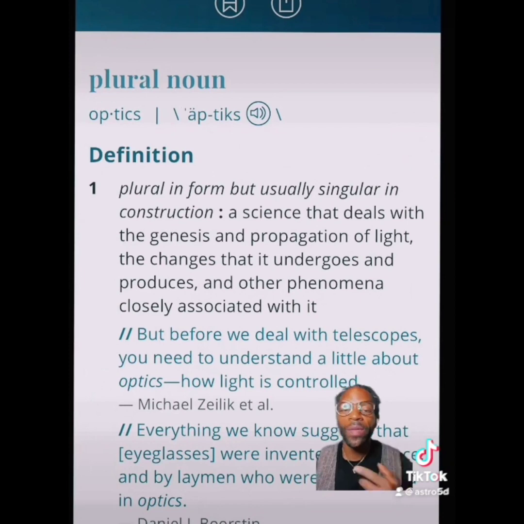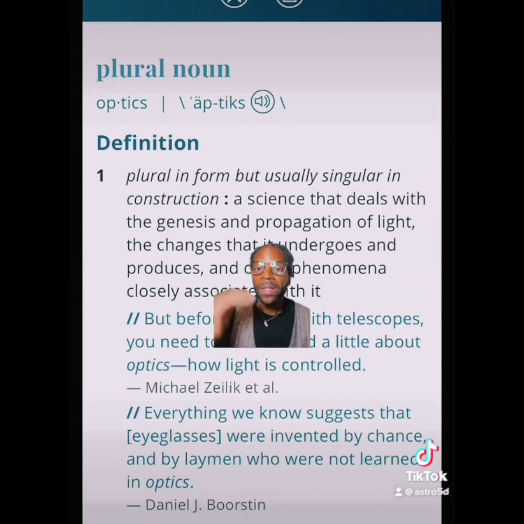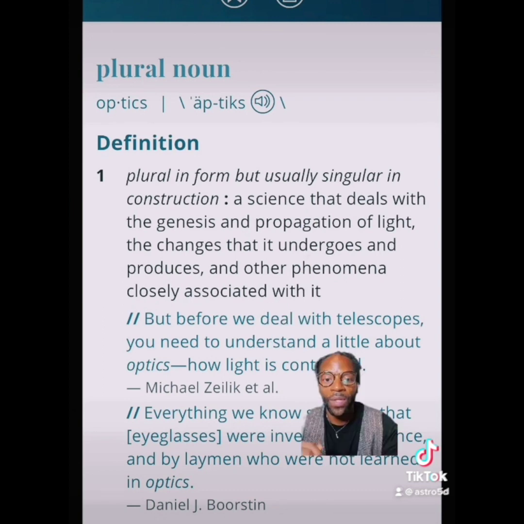So in those documents, you saw the word optics a lot, or optical, and I just want to break down what that means. This is where we go from understanding to understanding, a science that deals with the genesis and propagation of light, the changes that it undergoes and produces, and other phenomena closely associated with it. So studying our firmament, they were dealing with the propagation of light, also known as photons.